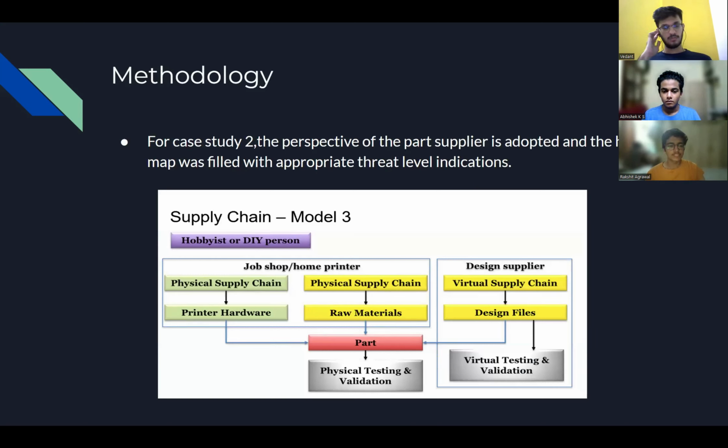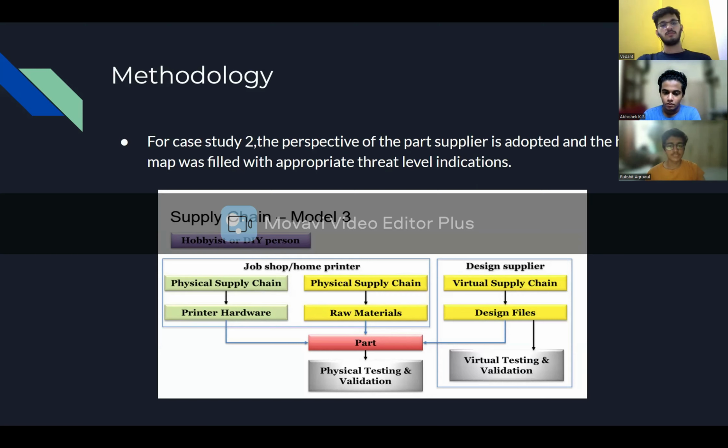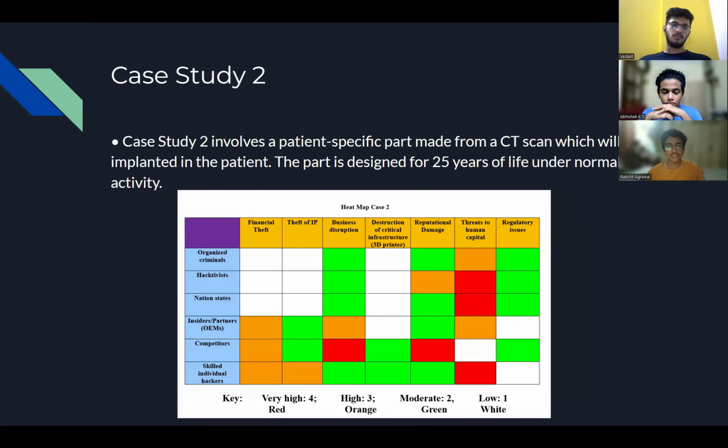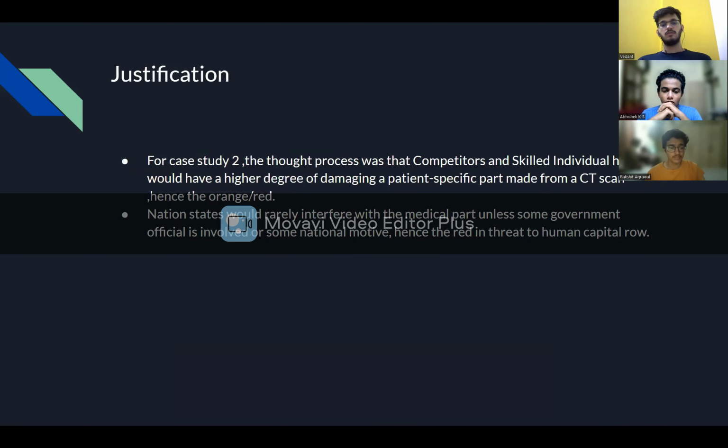Hello, I'm Rakshit from KIIT. In this particular case study, we have considered the companies or the firms that are manufacturing patient-specific parts using CT scans. The supply chain model, however, remains the same. Moving to the next slide, the situation considered is the part design for 25 years of life under normal activities. And below is the heat map of different threat levels to the firm from different sources.